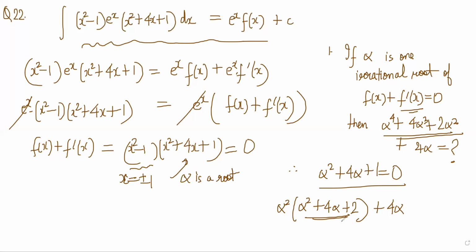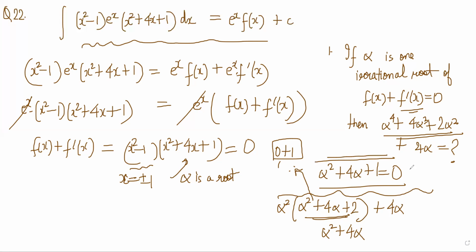So this is 1 plus 1. So it is alpha square plus 4 alpha. This whole expression will become alpha square plus 4 alpha plus 1, because this part is actually 0, since alpha square plus 4 alpha plus 1 is 0, plus 2 will be 1, right? So you have alpha square plus 4 alpha, which is equal to minus 1, right? So the answer for this part is minus 1, right?